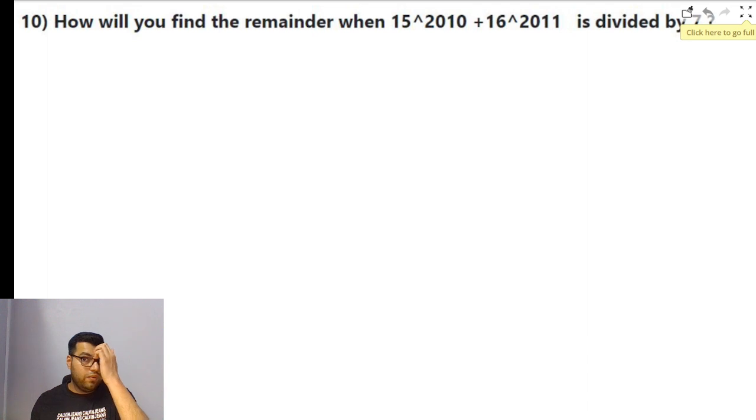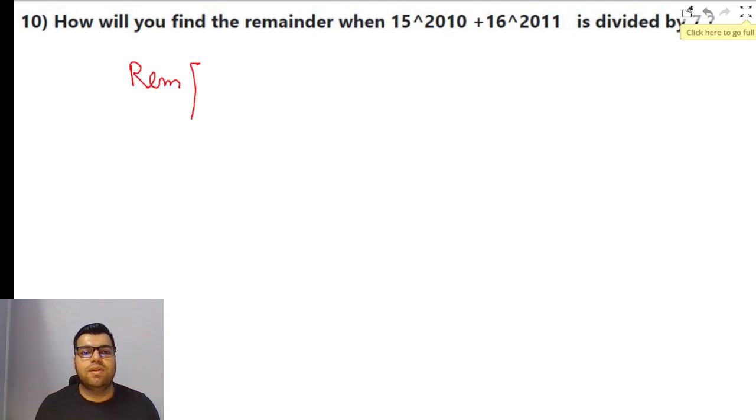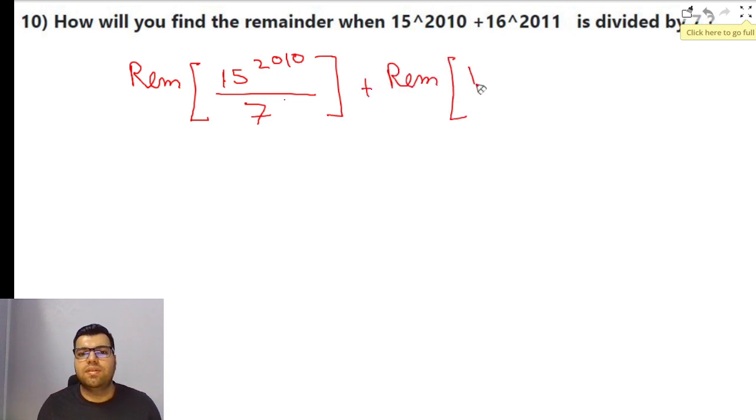Let's move on. How will you find the remainder when it is divided by 7? Let us solve this question. By now we have learned all the required concepts of remainder, so we should be able to solve it by ourselves. I'm confident that students will be able to solve this. The remainder of 15 to the power 2010, I'm breaking it with 7 plus the remainder of the other part, but it is good for practice of negative remainders. So I broke it.